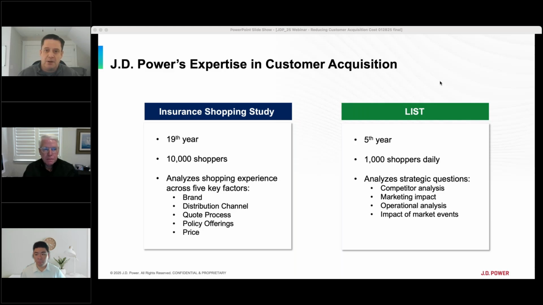Very rich data set around all the things that are driving, influencing, and the results of shopping for insurance. So you think about the key factors right now that are influencing consumers. Brand is a big one. How do brands portray themselves in the market.